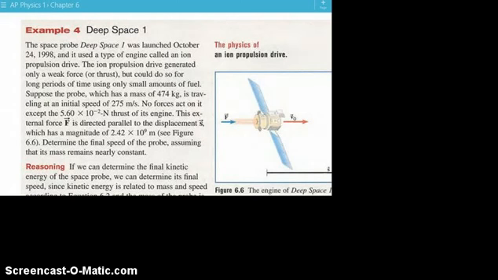So suppose the probe, which has a mass of 474 kilograms, is traveling at an initial speed of 275 meters per second. No forces act on it except for the thrust, which is 5.6 times 10 to the negative second newtons. This external force is directed parallel to the displacement, which has a magnitude of 2.42 times 10 to the ninth. We want to determine the final speed of the probe.